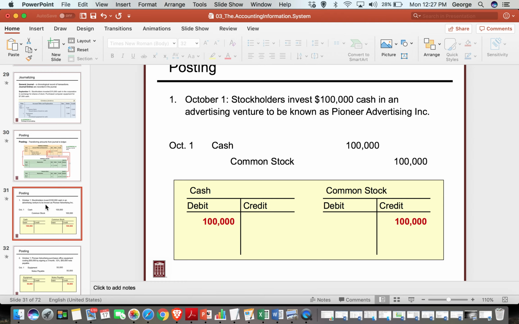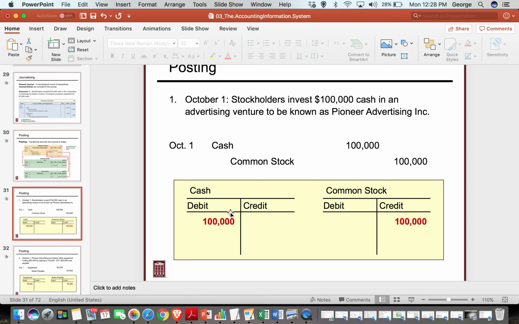Here's a posting of a journal entry of cash increased by 100,000 and common stock increased by 100,000, because stockholders invested $100,000 cash into our account. So we debit cash and credit common stock for 100,000. Thank you, shareholders. Cash is increasing by 100,000 because that's a debit balance, and common stock with its credit balance also increases by 100,000.